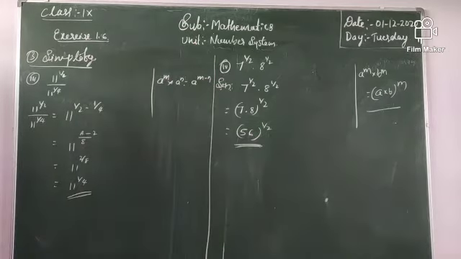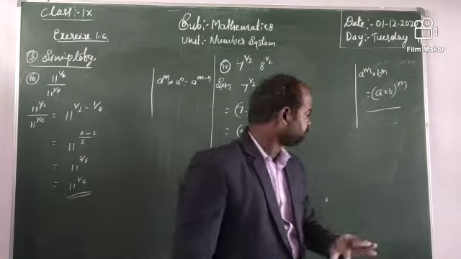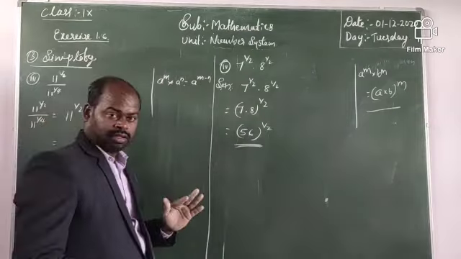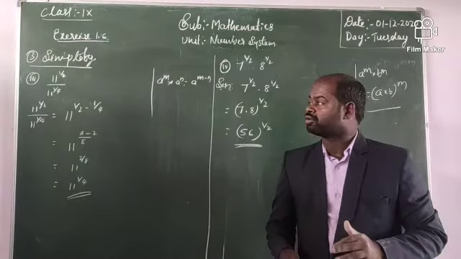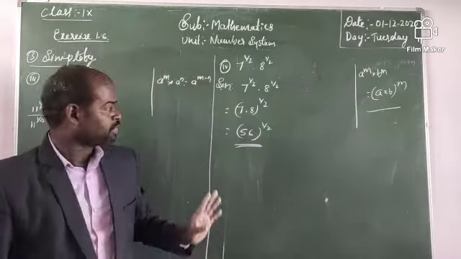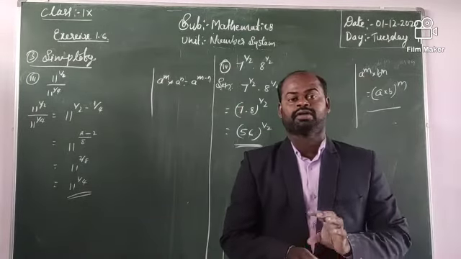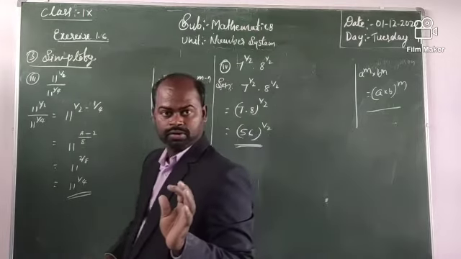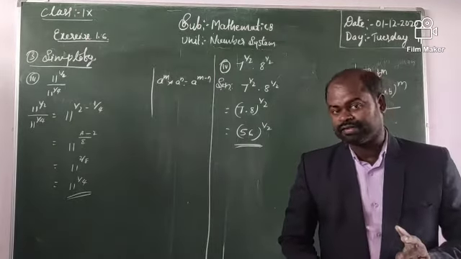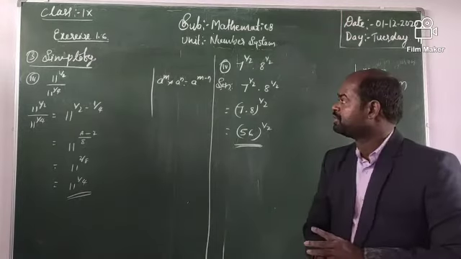This is the end of the first lesson, Exercise 1.6. Dear students, once again I will remind you about this lesson. In this lesson we learned natural numbers, whole numbers, integers, rational and irrational numbers, and exponents. Up to this we learned.